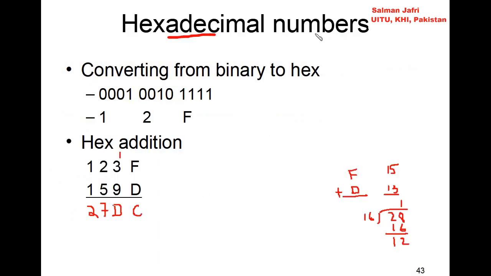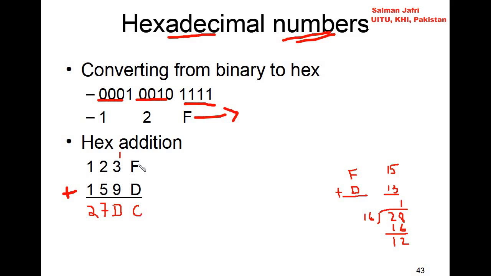Now let's look at a quick roundup about hexadecimal numbers. If we are converting from binary to hex, it is very easy. We make groups of 4 binary bits and write the hex code for each. So 1111 is F, 0010 is 2 and 0001 is 1. So this pattern in binary is equivalent to this in hex. As far as hex addition is concerned, we can do it directly. For example, this is the first hex digit, this is the second hex number, and this addition is taking place.